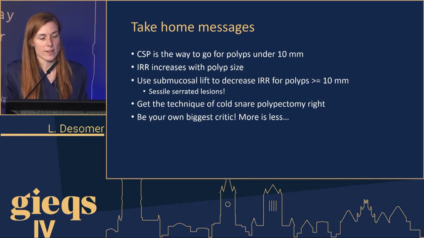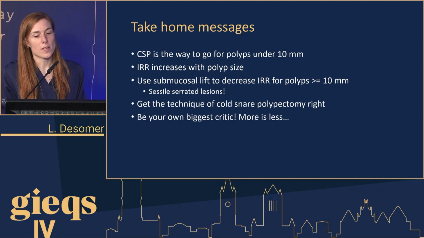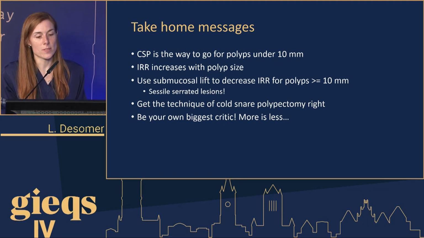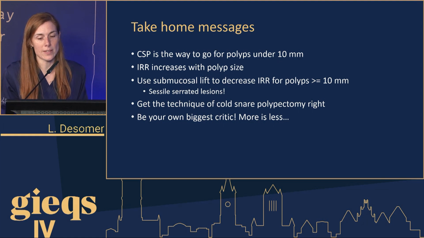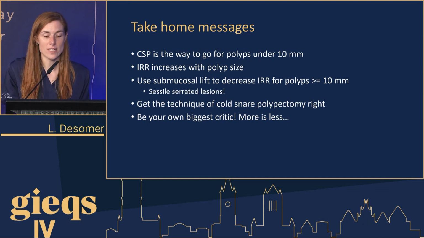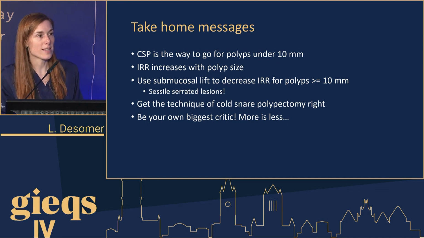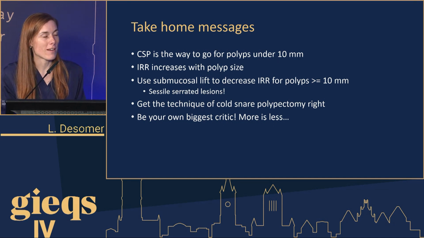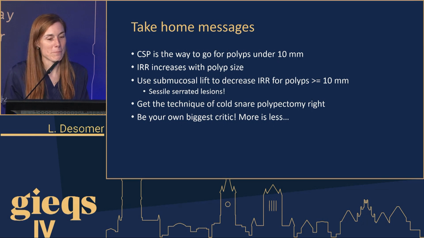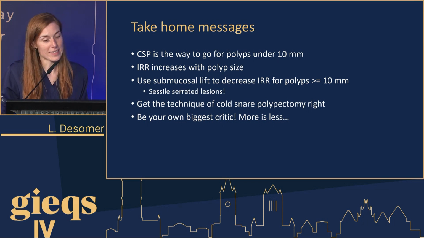Take home messages. I think cold snare is the safe way to go for polyps under 10. We know that incomplete resection rates increase with polyp size. Use submucosal lift, especially in sessile serrated lesions. Get the technique right and be your own biggest critic, as in here more is less. Don't be happy with a small defect. Go for some extra on the margins, and you will have better outcomes for your patients.